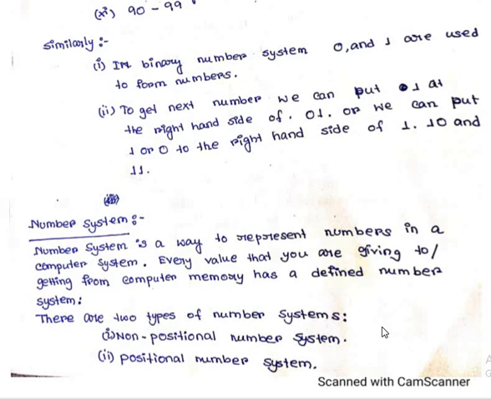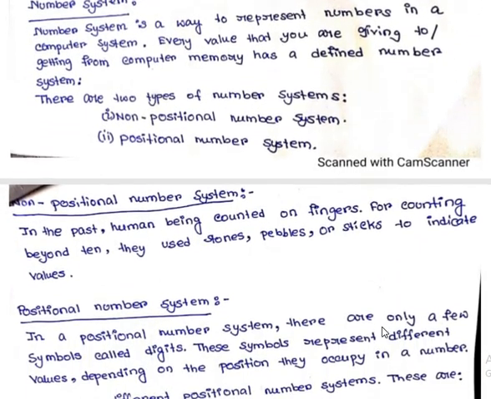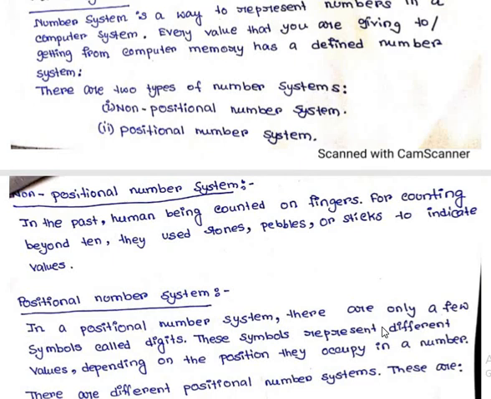A number system can basically be of two types: non-positional number system and positional number system. Now, what is a non-positional number system? In the past, human beings counted on their fingers. For counting beyond 10, they used stones, pebbles, or sticks to indicate value. Before Christ, they did not have a counting system like ours. They used sticks or stones to count elements. So that is called a non-positional number system.